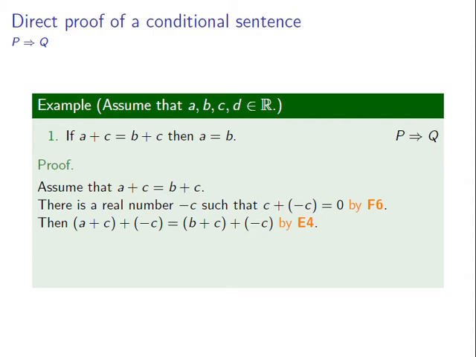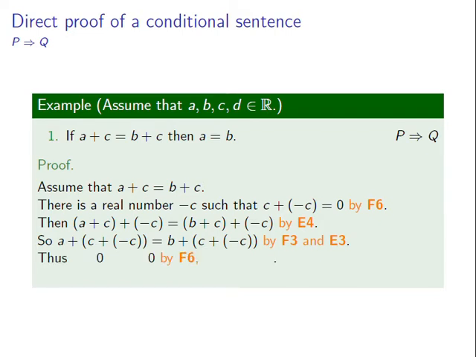That is, the sum of A plus C and minus C is equal to the sum of B plus C and minus C. Applying the associative property of addition, we get that the sum of A plus C and minus C is equal to the sum of A and C plus minus C, and the sum of B plus C and minus C is equal to the sum of B and C plus minus C. Hence, by the transitive property of equality, we obtain that the sum of A and C plus minus C is equal to the sum of B and C plus minus C.